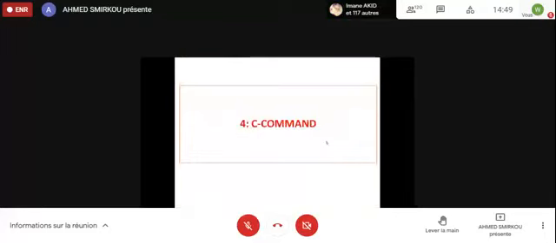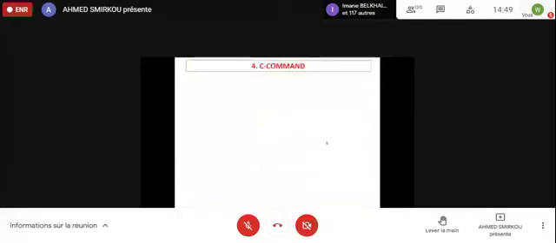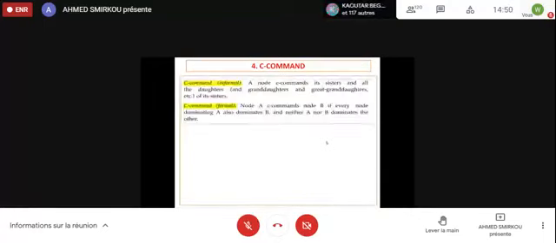Now we move to the most important topic in this chapter, which is s-command. S-command: the C could refer to constituent. Now we start with the definition. Informal definition: a node s-commands its sisters and all the daughters of its sisters.